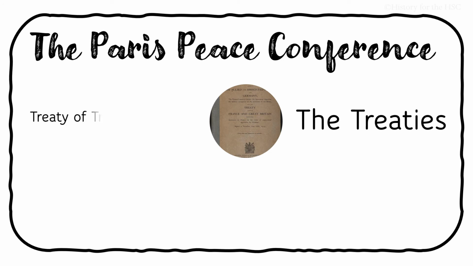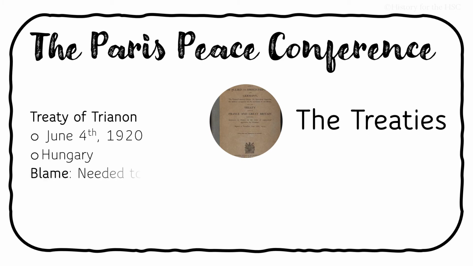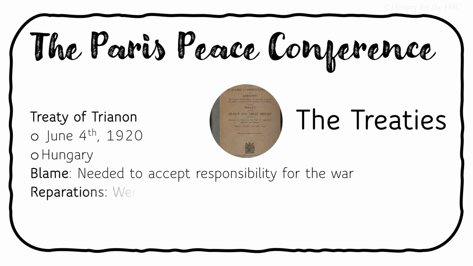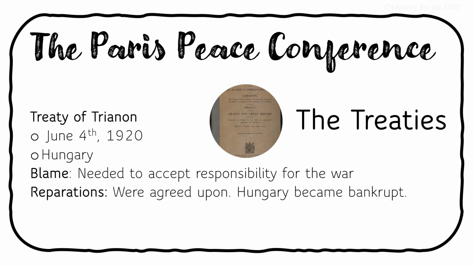Now, the treaty with Hungary was called the Treaty of Trianon. It was signed on June the 4th, 1920, and had similar provisions to the Treaty of Saint-Germain signed with Austria. Hungary, too, needed to accept blame for the war. Reparation payments, again, were agreed upon. However, Hungary also became bankrupt before any reparation payment amount could be agreed upon.